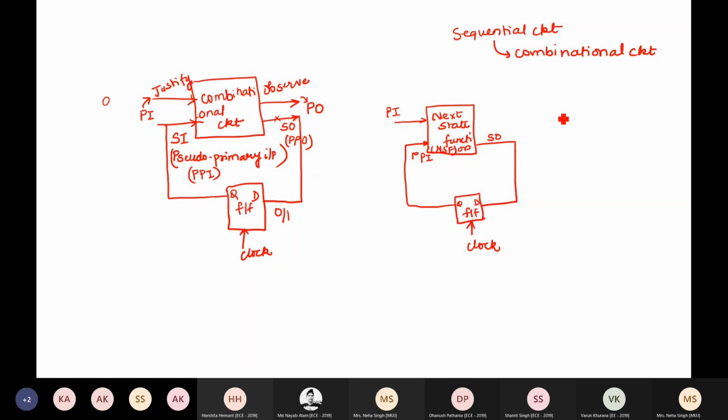Okay? Now I also have an output clock, where I have some inputs given, primary inputs. This we call the output function block, OFB.